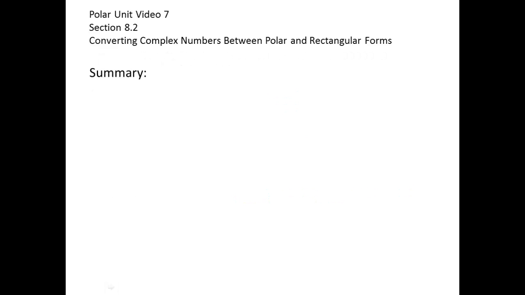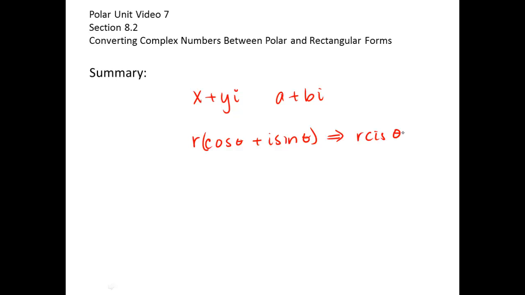In summary, the only things you have to remember for this is the new x plus yi replaces our a plus bi. And the only reason we're doing that is to stay consistent with our x's and y's. And then we have r cosine of theta plus i sine of theta, shorthand to be r cis theta, as our polar form.